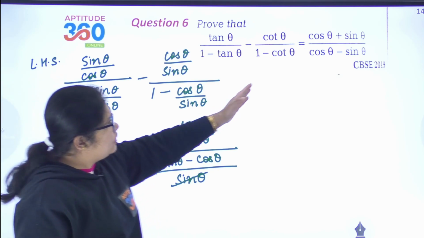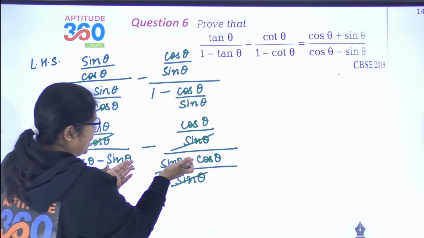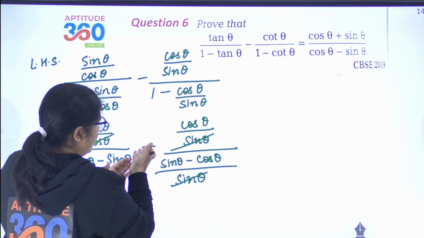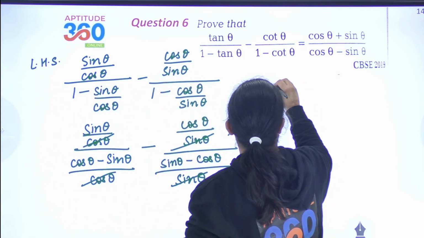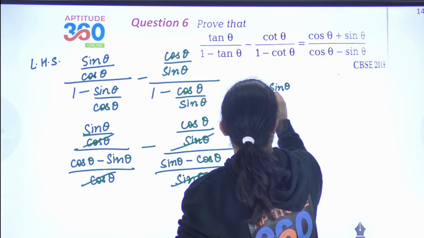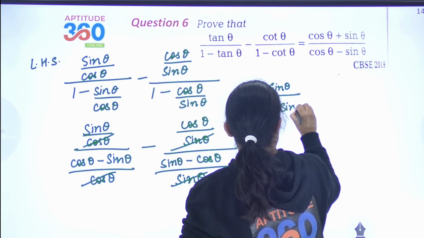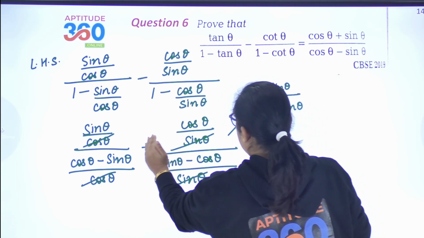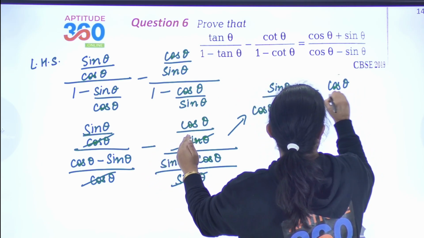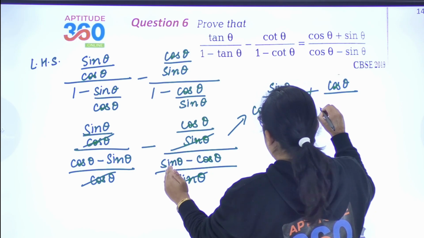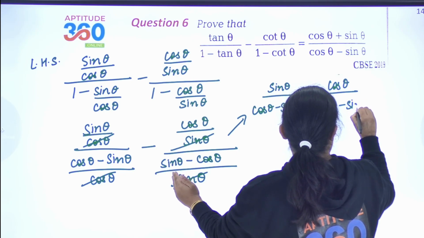Now what do I need in the denominator? I need cos theta minus sin theta. So what I will do is, I will take out the minus sign from here, and sin theta upon cos theta minus sin theta. If I take out the minus sign from here, minus into minus gets plus, and what is left is cos theta upon cos theta minus sin theta, which will become positive, and sin theta will become negative.